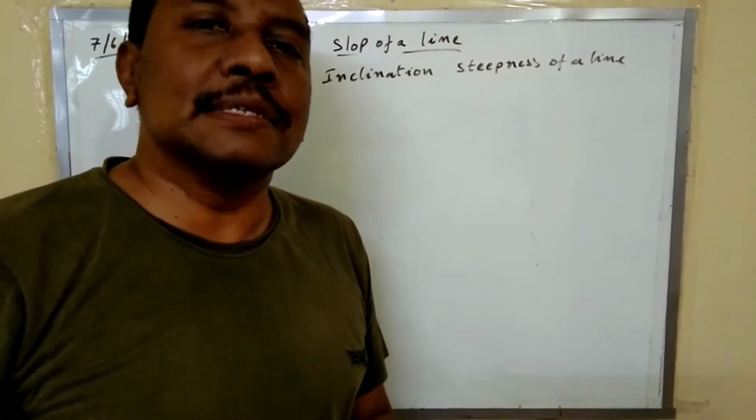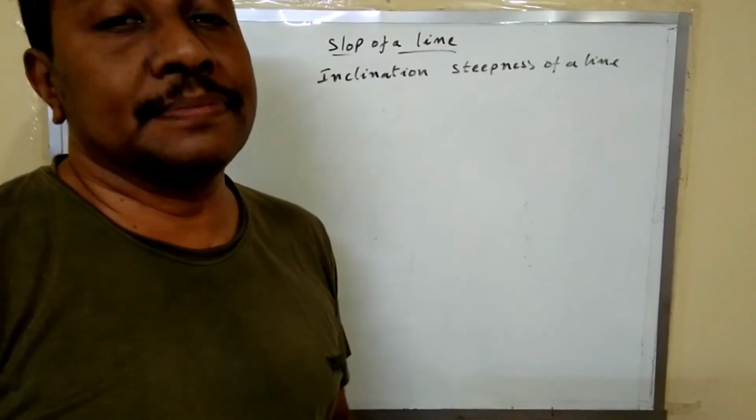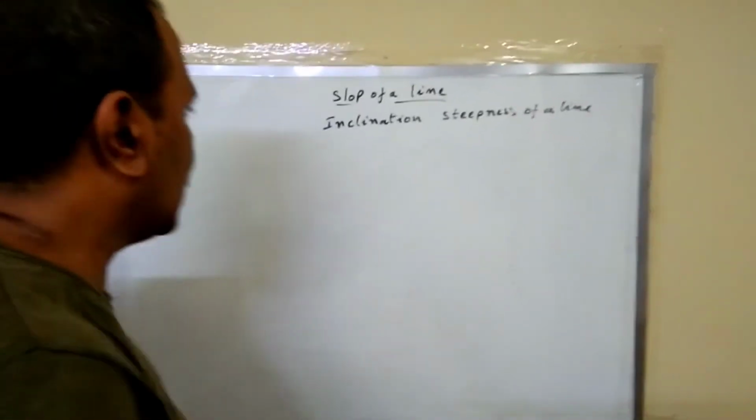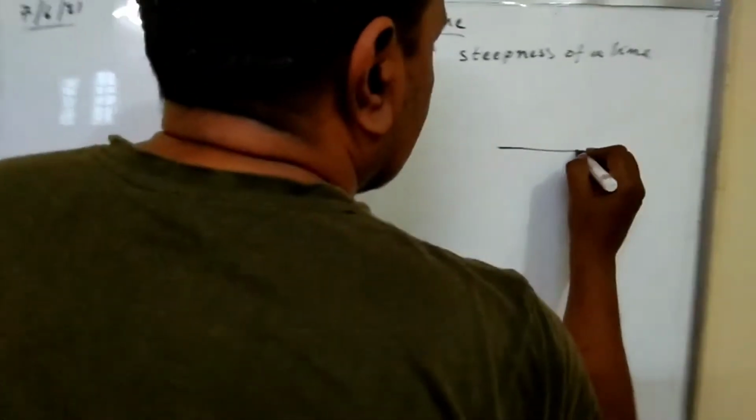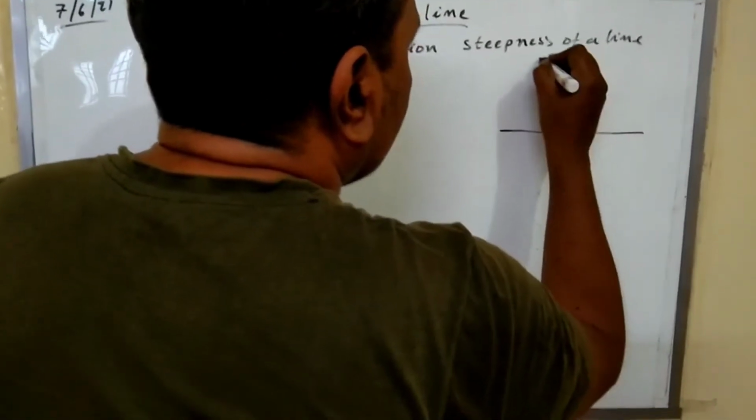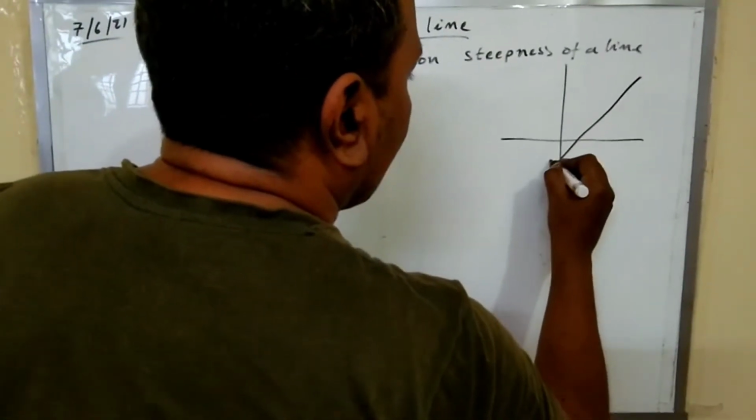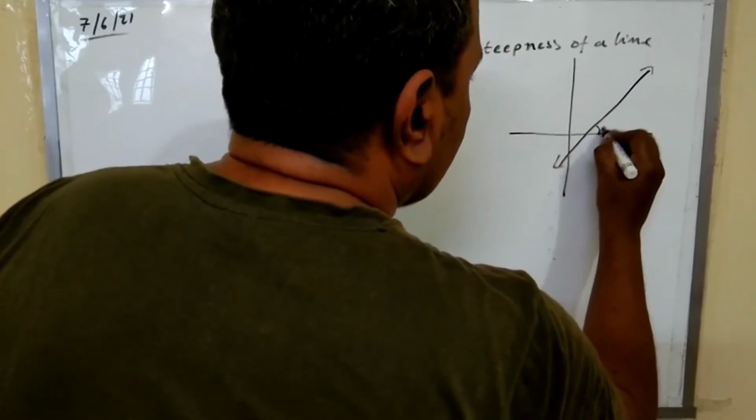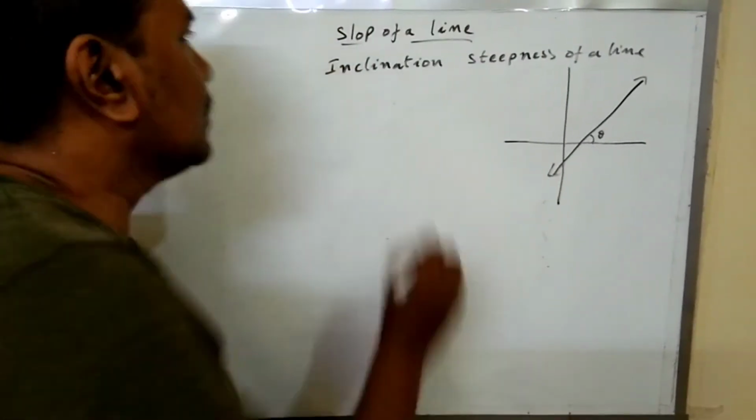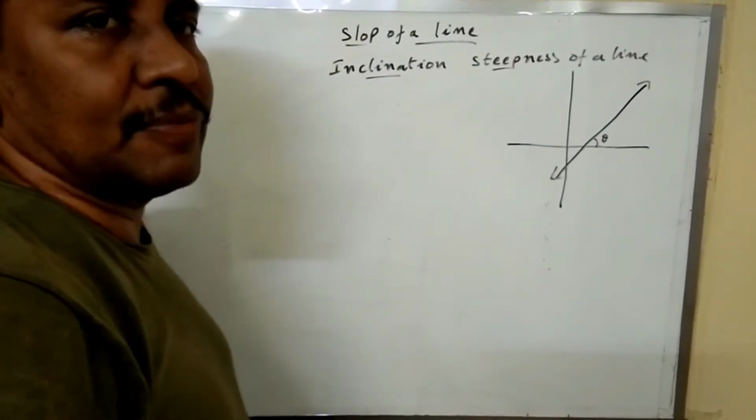A line making a certain angle on the x-axis in the anti-clockwise direction, we call it the inclination or steepness of a line. For example, this is the x-axis and the y-axis, you already know. Here there is a line, so you take a coordinate axis. This line is making a certain angle theta on the x-axis. So this angle is called the inclination or steepness of the line.